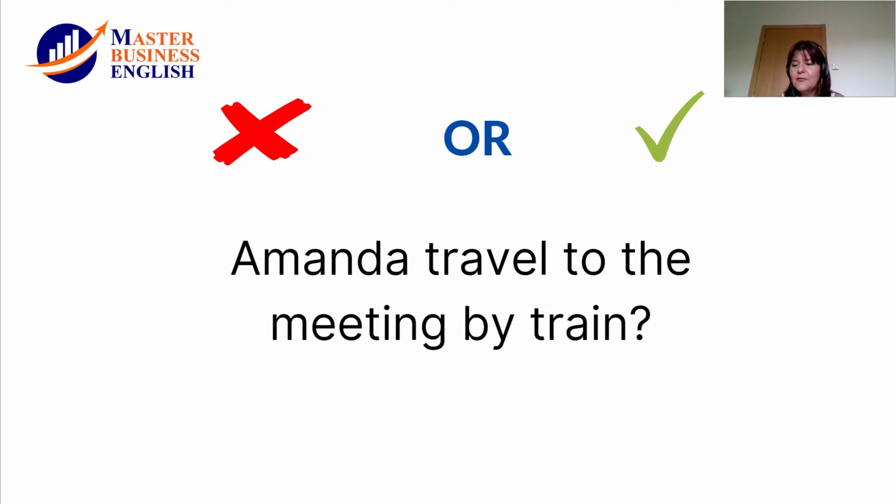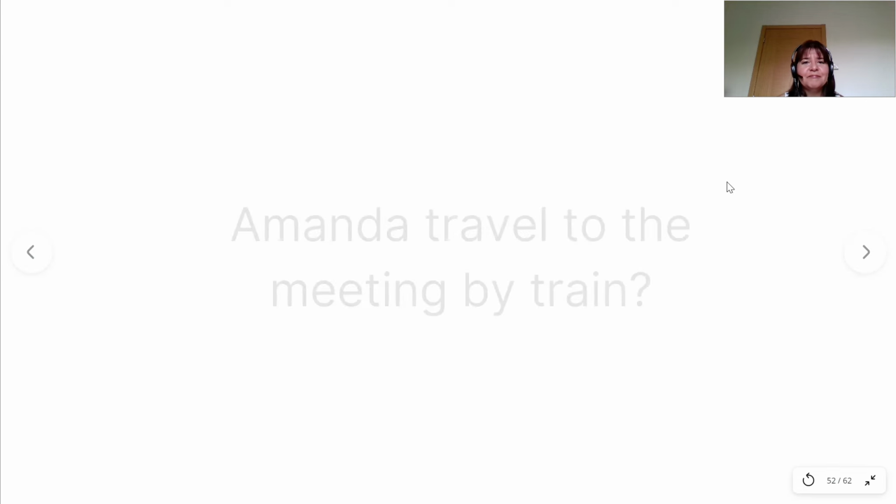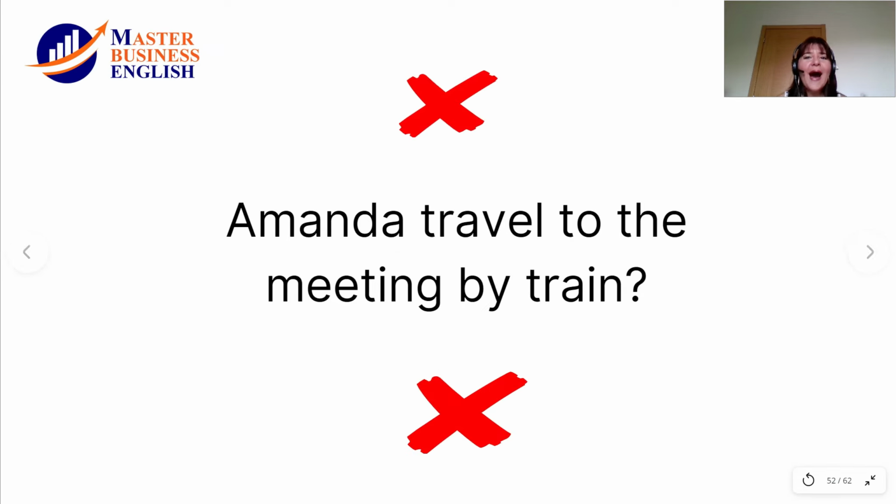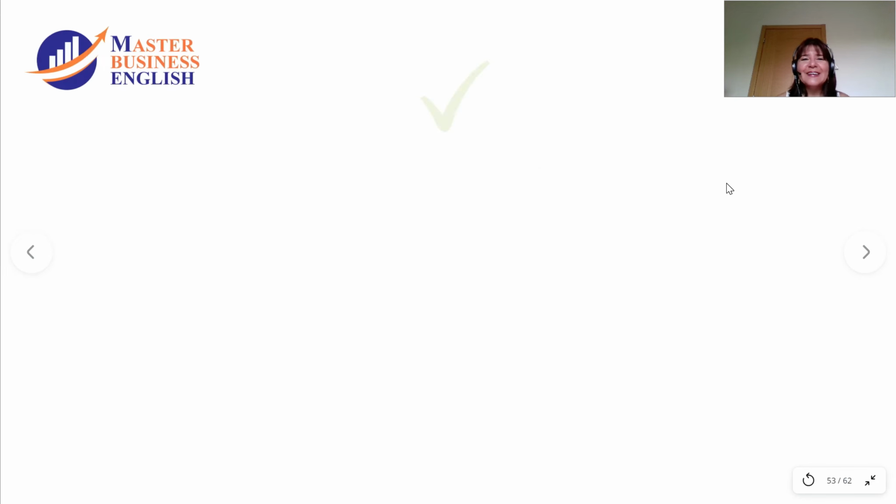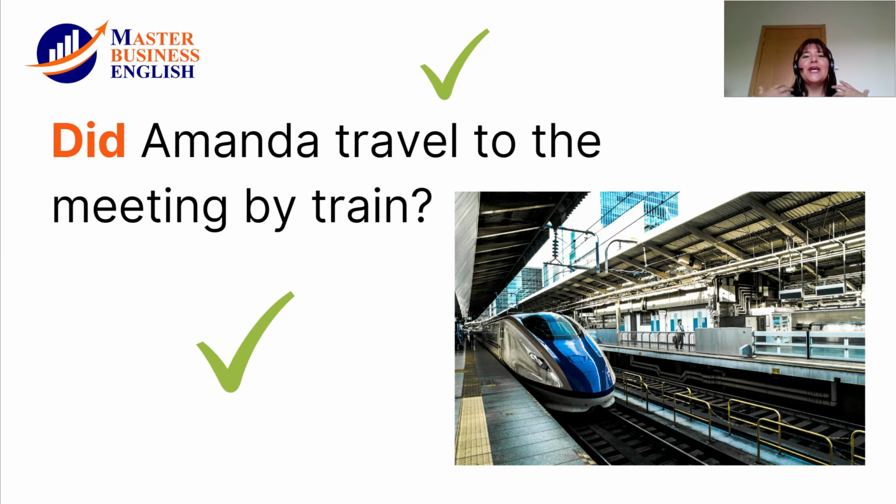Very good. Let's see. Wrong. Why is it wrong? Because we should use the auxiliary in questions. Don't forget the auxiliary when you need to make questions. So did Amanda, and then the verb travel: did Amanda travel to the meeting by train? Auxiliary, subject, verb, and complement, the question mark. Don't forget the auxiliary.